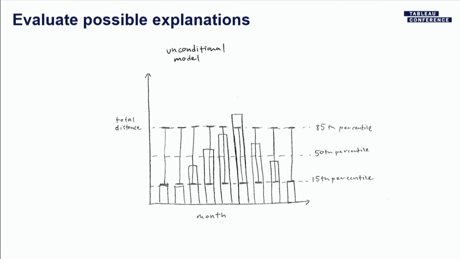Then we want to ask, does the value of this mark become less surprising if we know something else about the data? So we're calling that our conditional model, and I'll go into more depth about this in a few minutes. So let's say that we know the weather. Suddenly, January, which is outside of our range of expected values for our unconditional model, if we know that it's cold, it's now no longer surprising that people didn't bike as far.